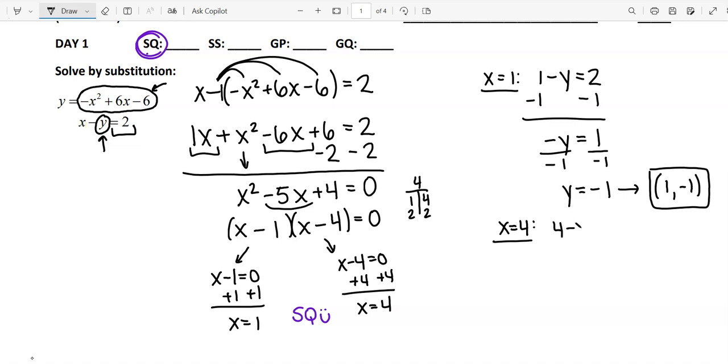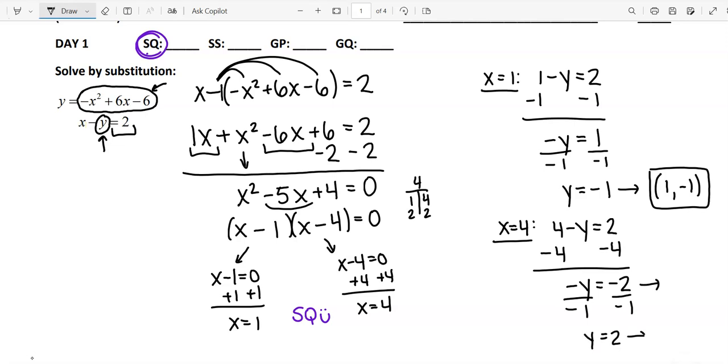And so I've got 4 minus y is equal to 2. Subtract the 4, and I get negative y is equal to negative 2. Divide by negative 1, and you get y is equal to 2. My x for this solution was 4. My y is 2. This is where some of your solving systems points came from. So solving systems was here and here. The rest of your solving systems points came from the bottom.